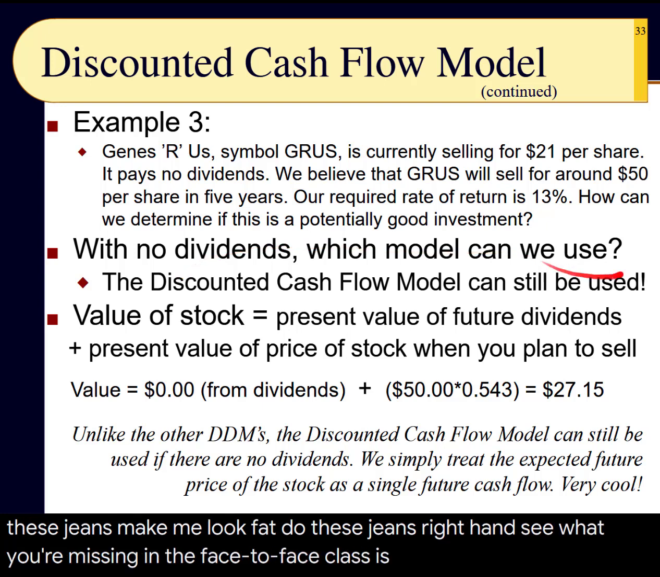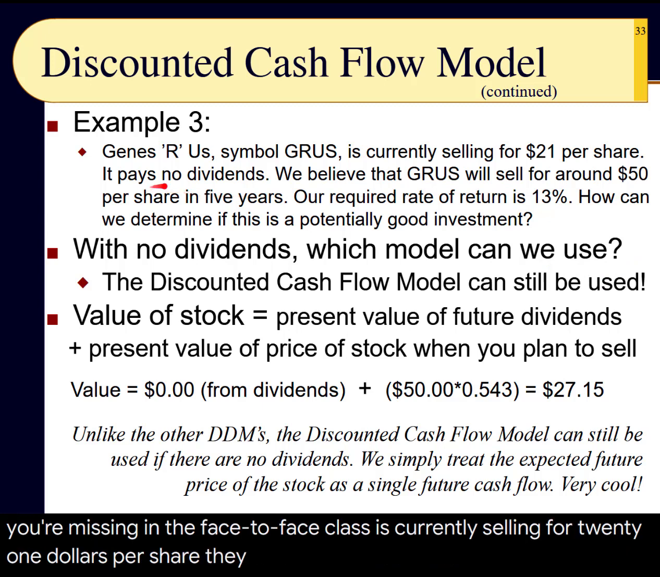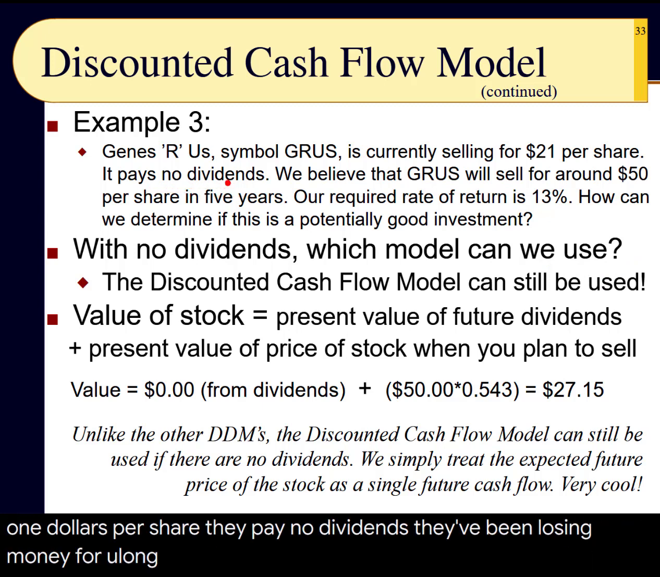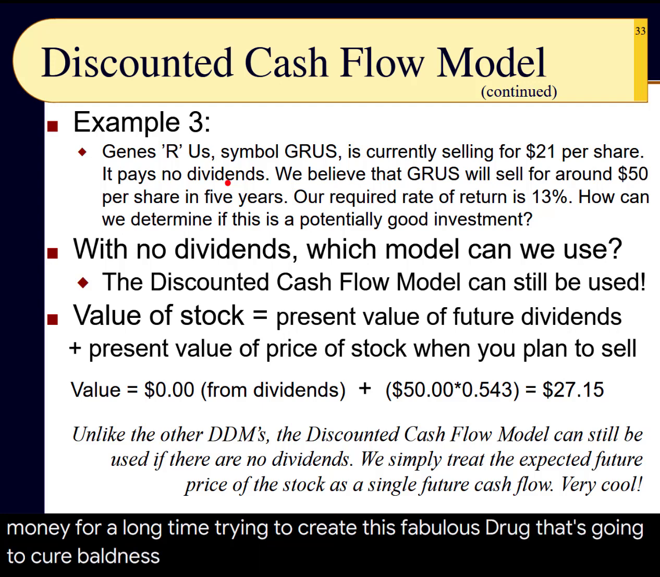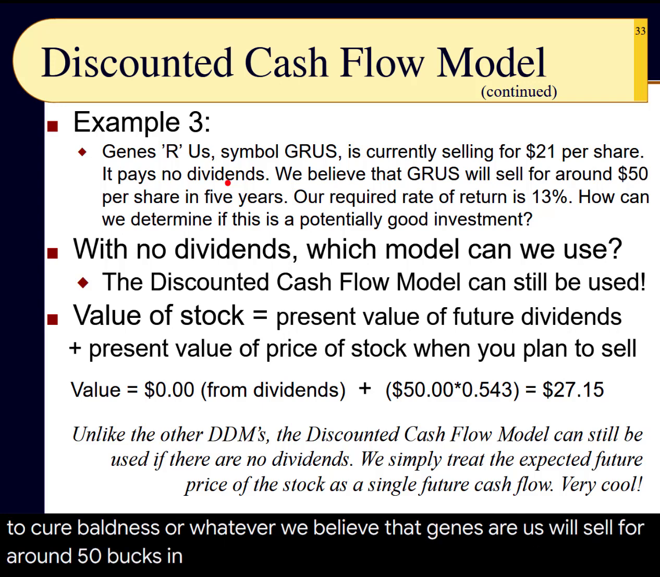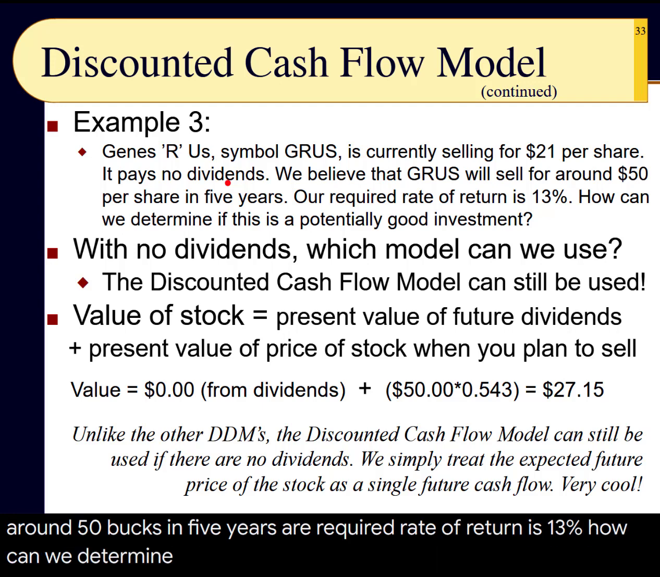Genes R Us is currently selling for $21 per share. They pay no dividends. They've been losing money for a long time trying to create this fabulous drug that's going to cure baldness or whatever. We believe that Genes R Us will sell for around $50 in 5 years. Our required rate of return is 13%. How can we determine if this is a potentially good investment?